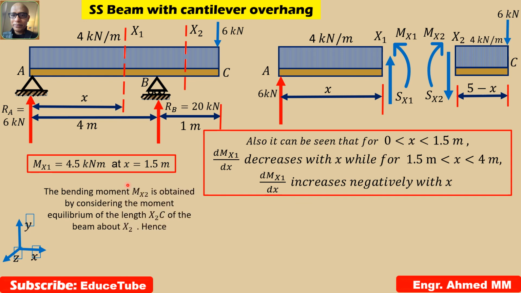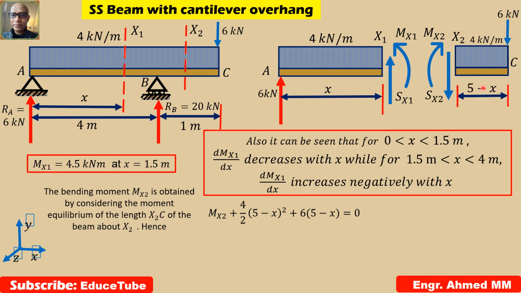So here bending moment Mx2. Now we are thinking about Mx2; before we thought about Mx1. Now Mx2 means it is x to C. So taking moment about this x2, what do we get? This is the equation we get. Because Mx2, this one, concentrated moment, 4 into (5 minus x), 4 into (5 minus x).